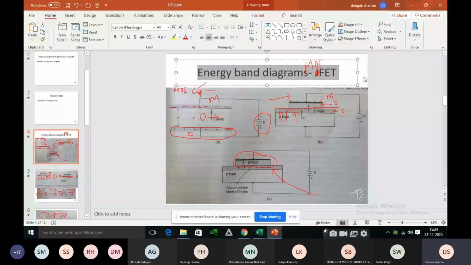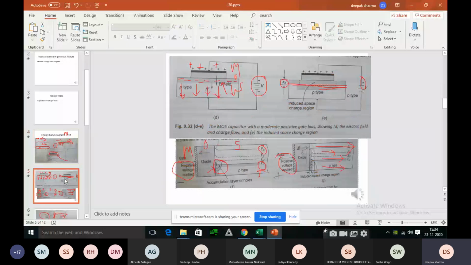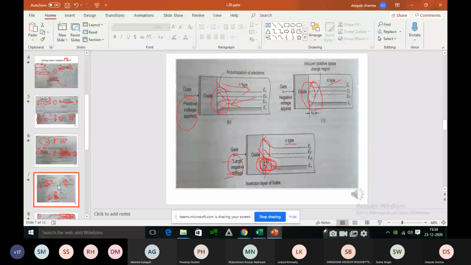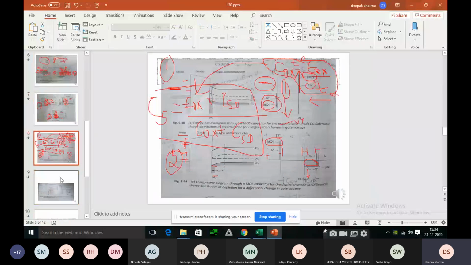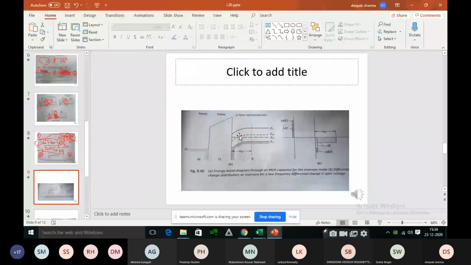So there are a huge number of diagrams here. You have to explain two sentences for each diagram: what is happening in which case and all, right?